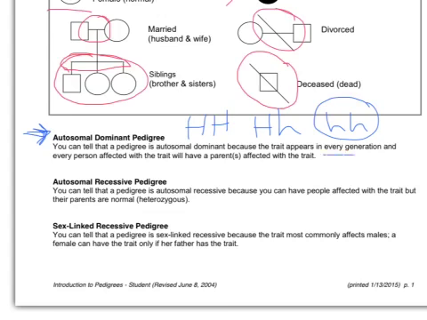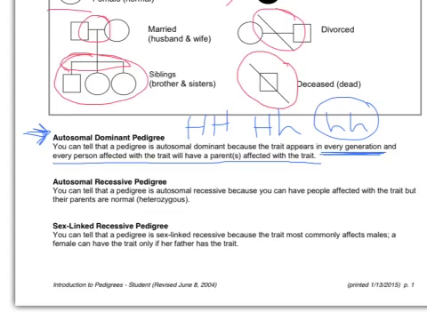So this trait will appear in every single generation. Every line of your pedigree is going to have at least one person in it that is shaded in. And every person that is affected is going to have a parent that is affected. Every person with the trait has at least one parent affected with the trait.